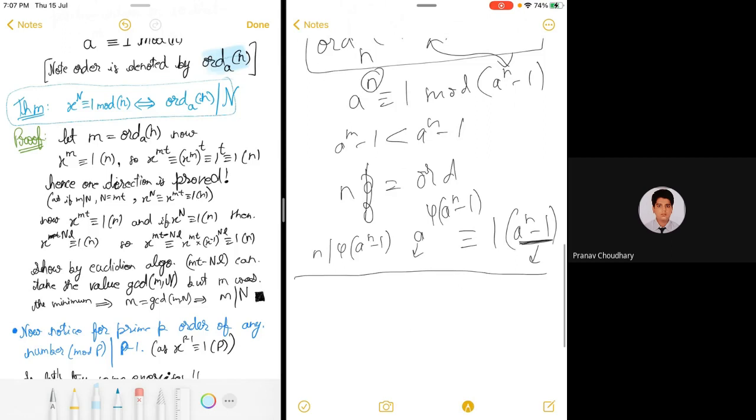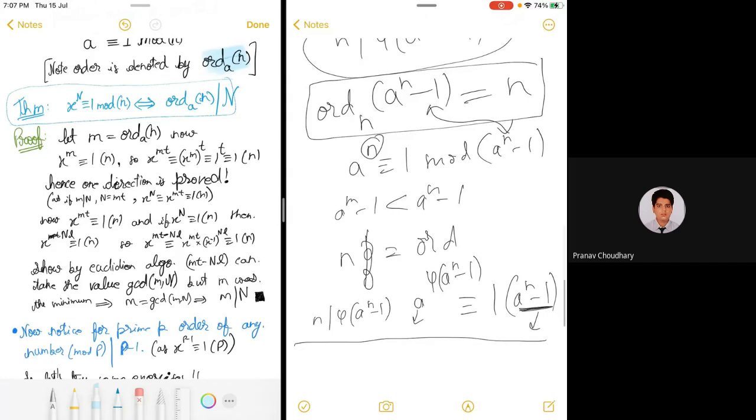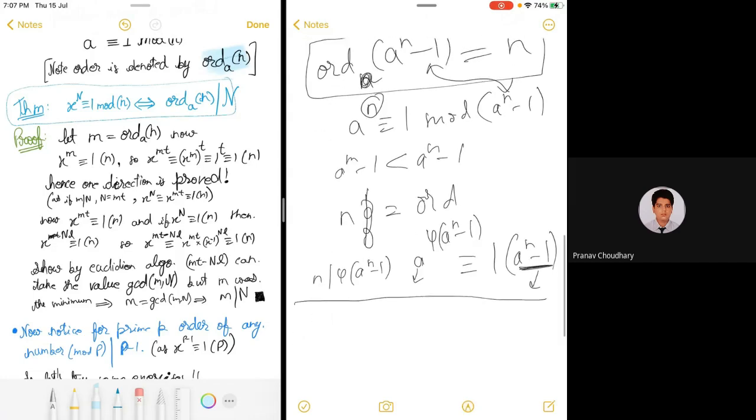You wrote a bit wrong. Like you wrote order of n mod a to the power n minus one. It should be order of a. Yes, that's right, my mistake. Sorry. Okay. So is this proof clear?